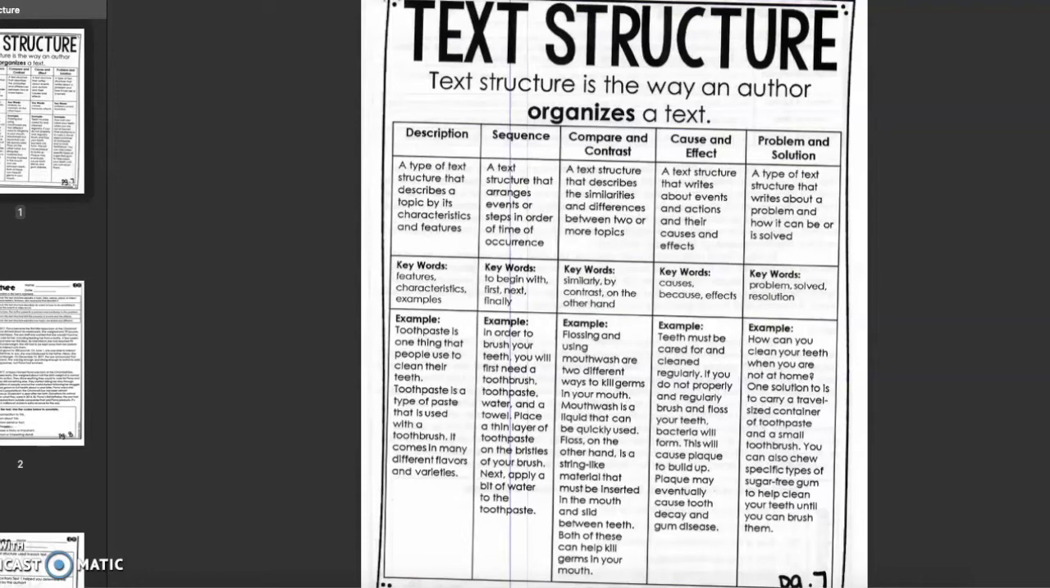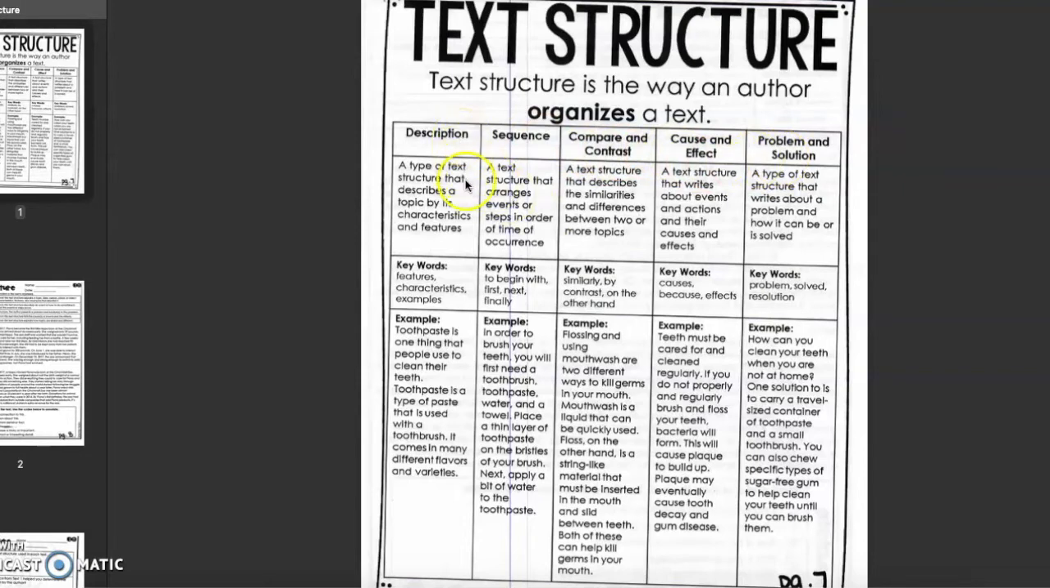So first thing we need to talk about is, what is text structure? Well, it says up here at the top that text structure is the way that an author organizes a text. So this is the organizational strategy that authors use to organize their text. There is a couple different types of text structure. There's description, sequence, compare and contrast, cause and effect, and problem and solution. So let's talk about each one of those first.